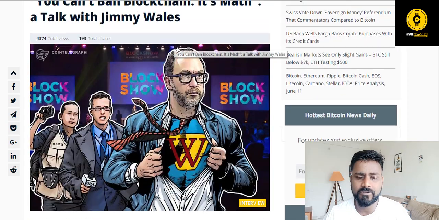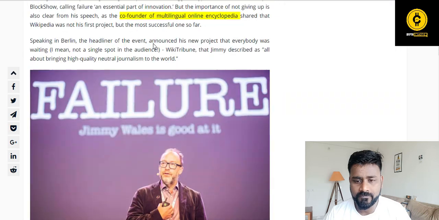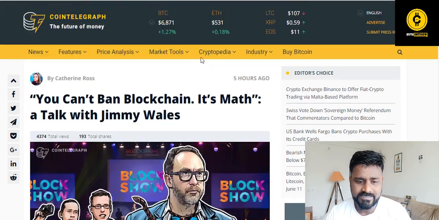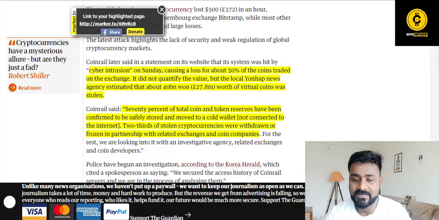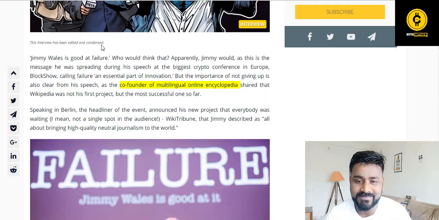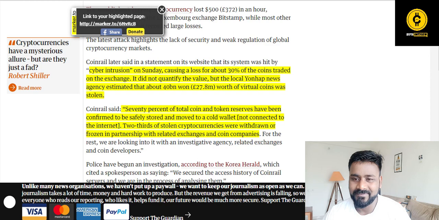And I found a beautiful answer by Jimmy Wales. Jimmy Wales is the founder of the online encyclopedia, and he actually said that you can't ban blockchain; it's math. So simply, this is something that banks need to understand, that you can't really ban something which exists on the internet and it's math. Weird, isn't it? Maybe sometime in the future they will laugh at us about what exactly they were trying to do, what exactly they were trying to ban, right?